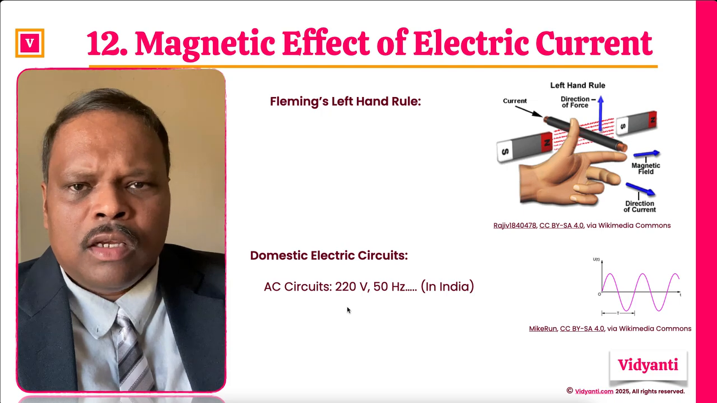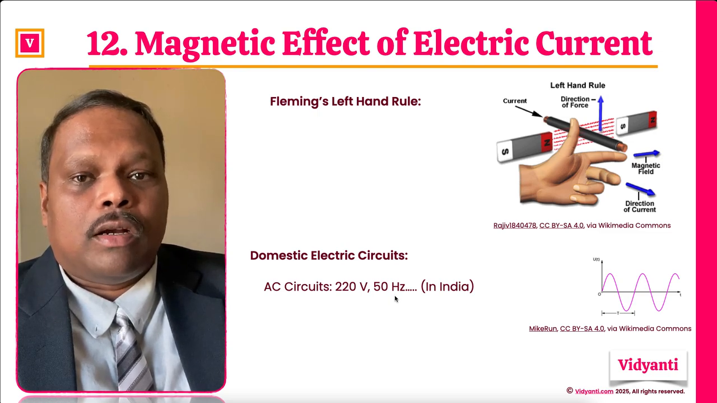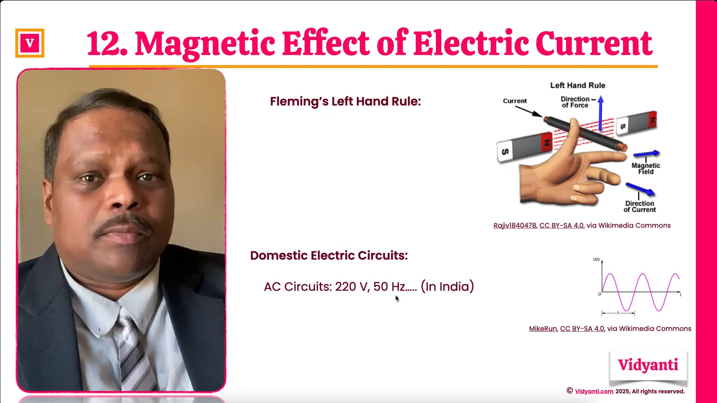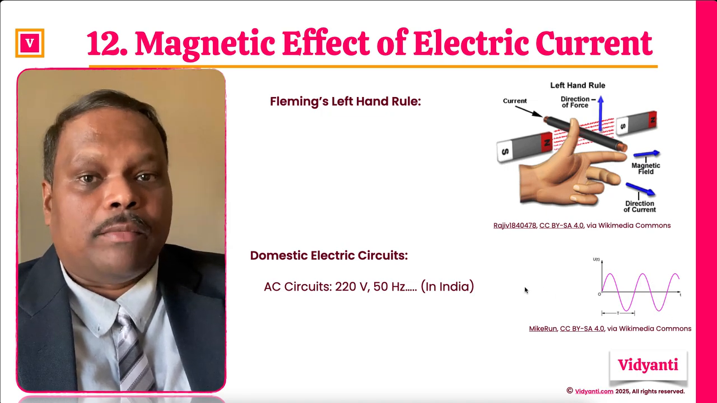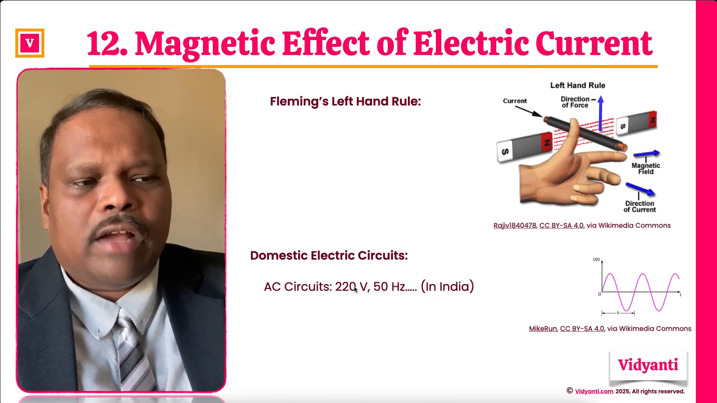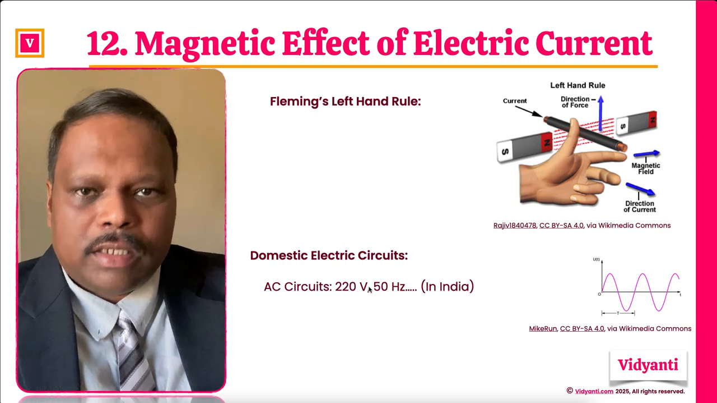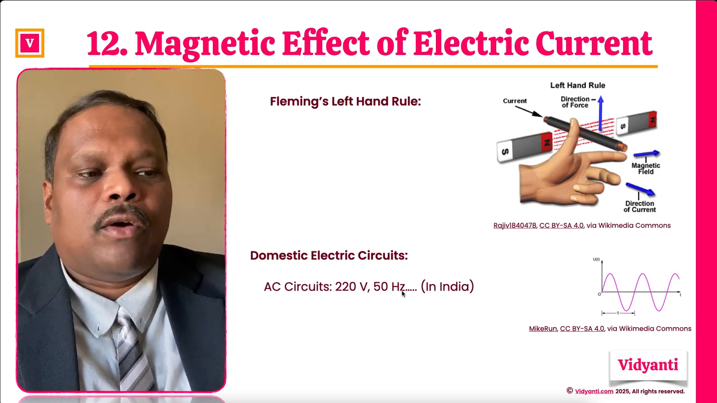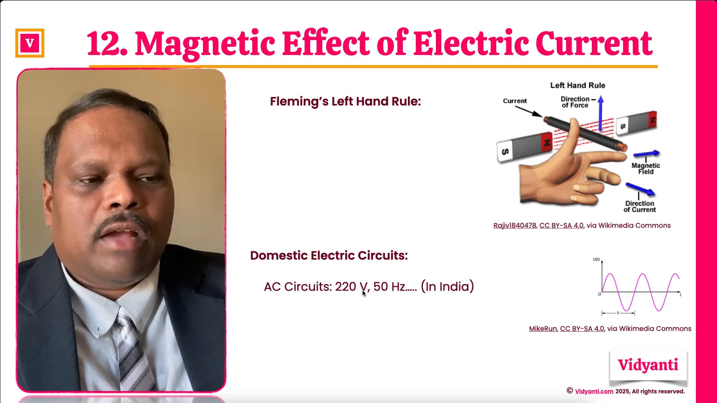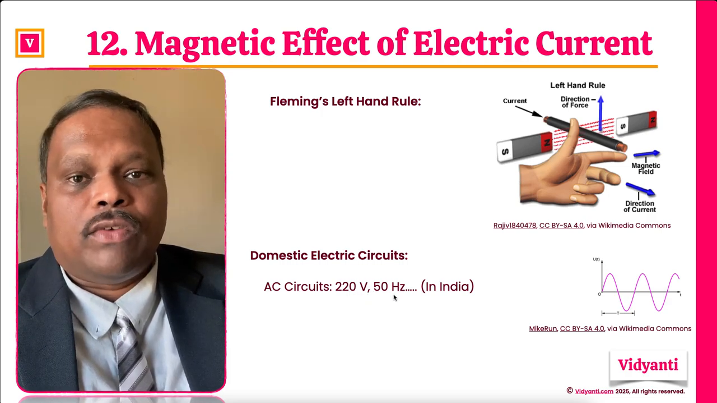In our house we use AC circuit. It's actually 220 volts with 50 hertz. Hertz is the unit for measuring frequency. Hertz is nothing but cycles per second. So in 1 second the electricity fluctuates 50 times. In India we use this combination. In other countries it can be a slightly different combination. We can have 110 volts and 60 hertz. But in India we use 220 volts with 50 hertz.